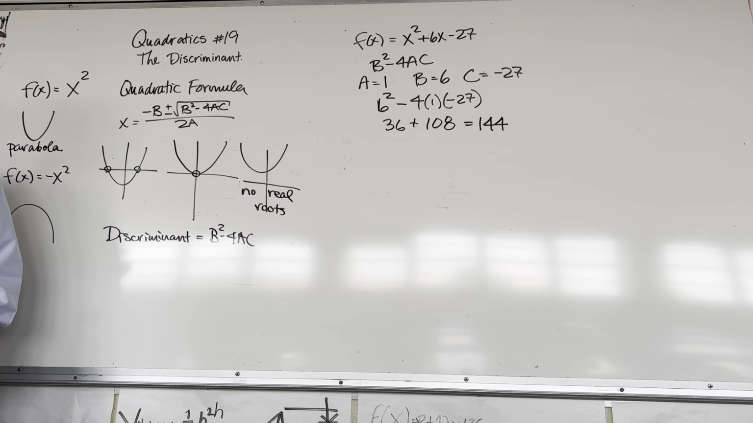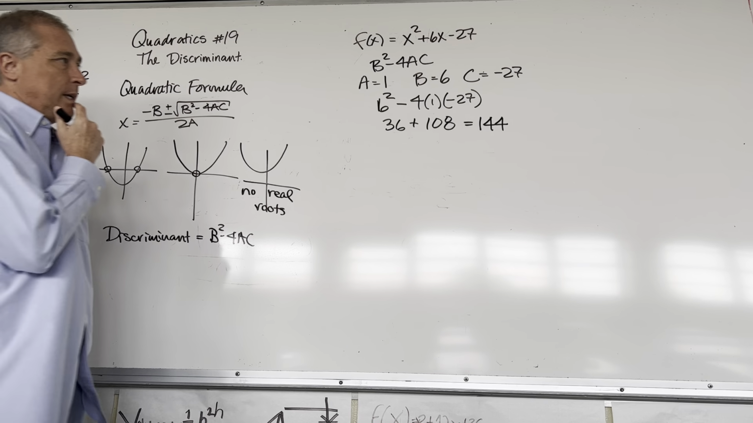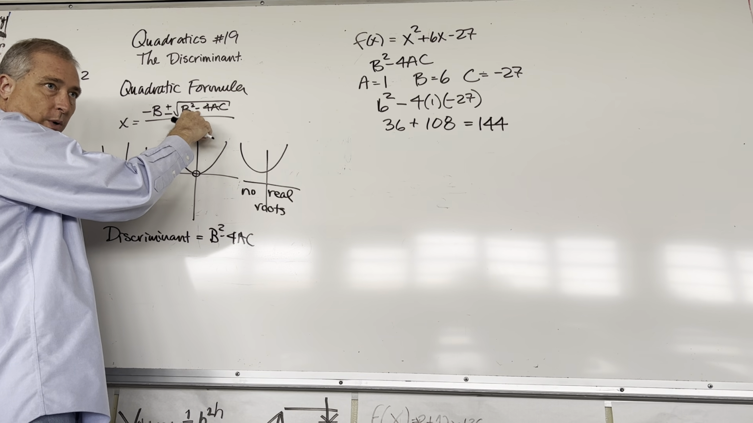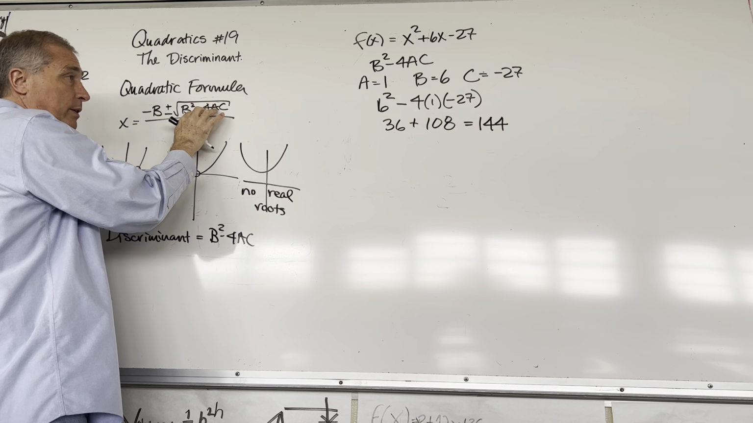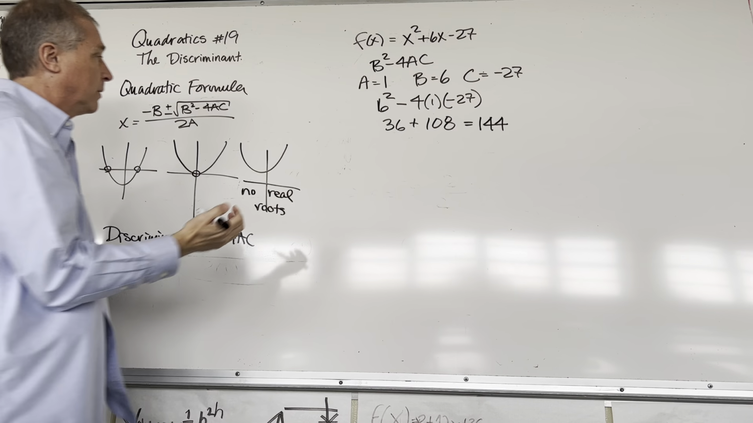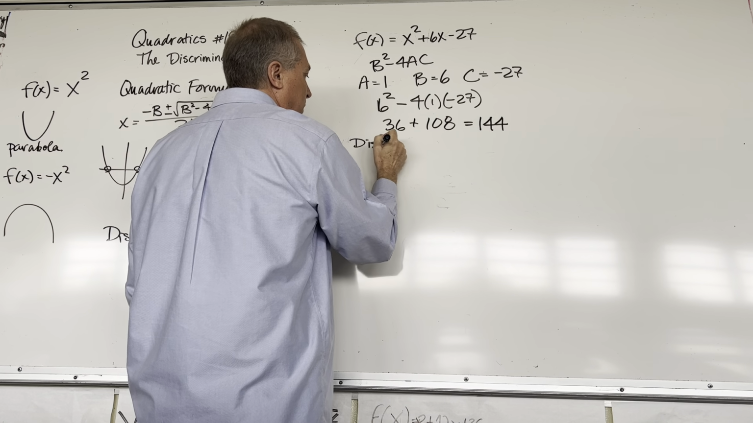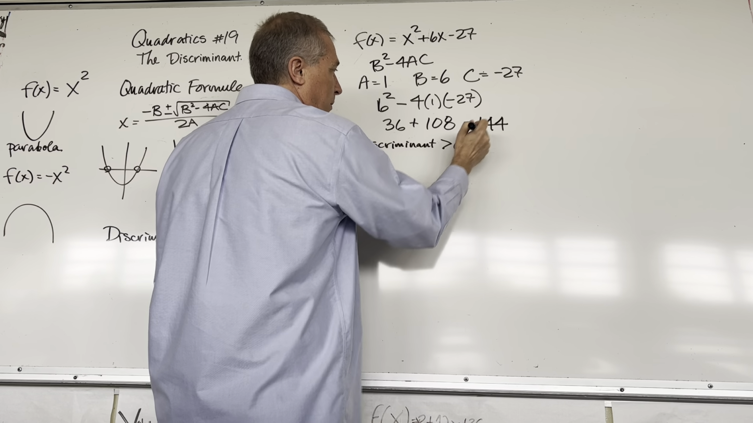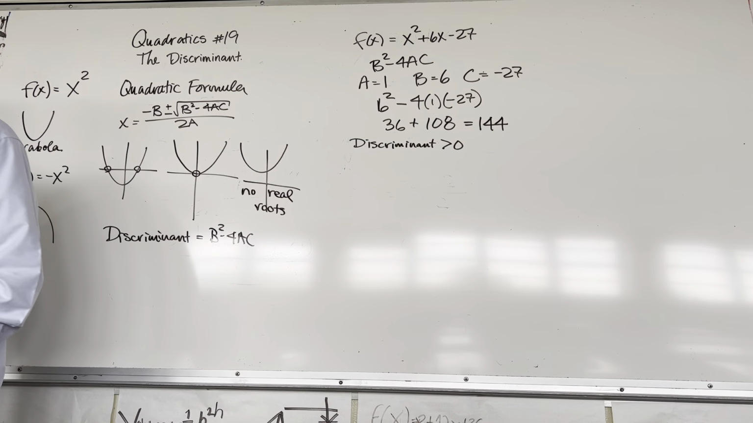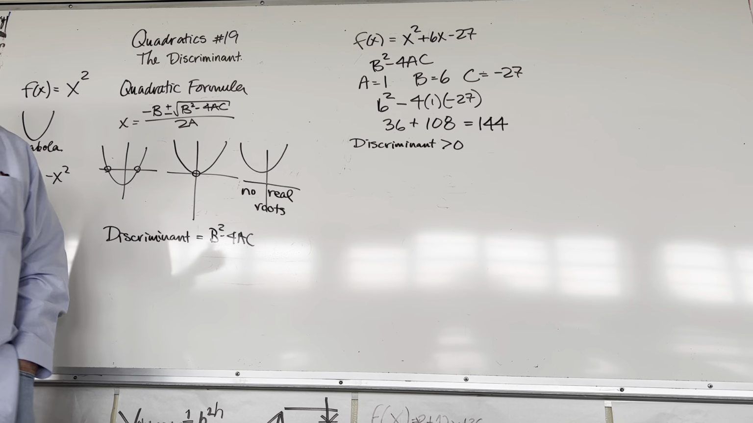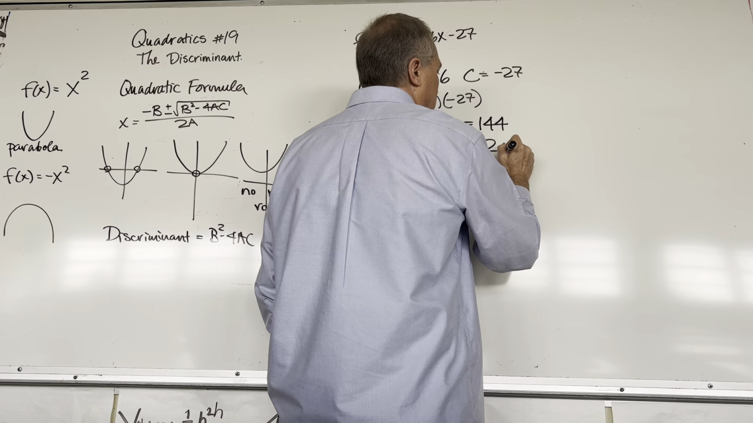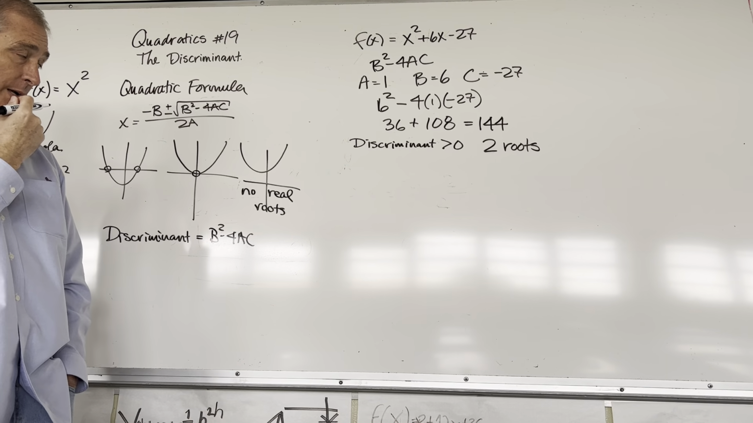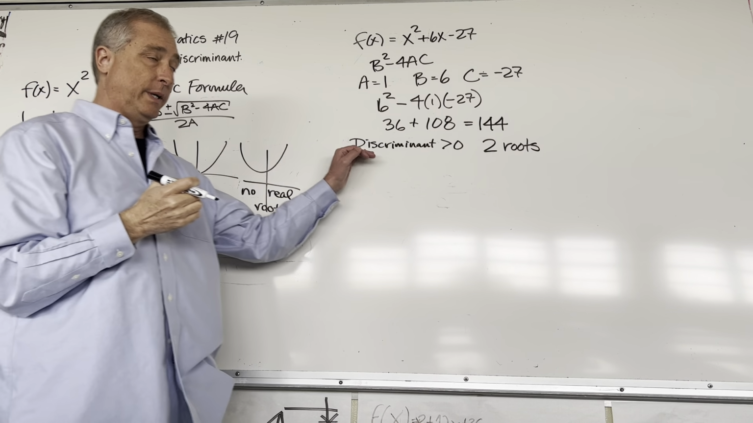So here's the way it works. If this number is positive here, under the square root symbol, 144 under the square root symbol, if it's greater than 0. So if the discriminant is greater than 0, right? Is 144 greater than 0? Ding. Good. You're going to have 2 roots. Fair enough? Okay. What are the options for the discriminant to come out next?